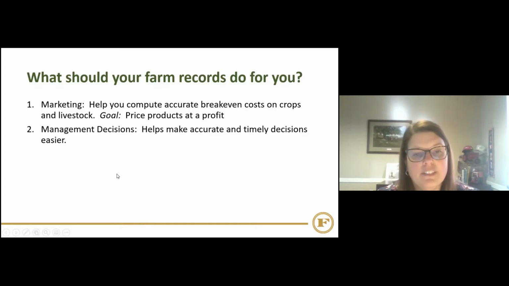The second thing it can do is it can help you make accurate and timely business decisions and make those decisions easier. Running your own business can be very stressful. Don't add to the stress of it. Make sure you have your records and are keeping up with them, so that when you need to make a business decision on a moment's notice, you have all the information available.